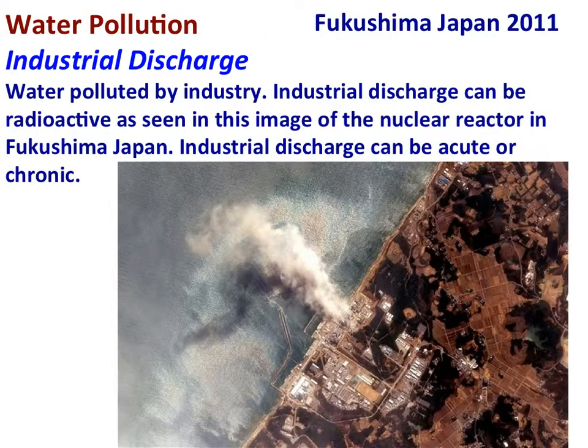A source of freshwater pollution is industrial discharge, water polluted by industry released into a storage of water elsewhere. Industrial discharge can be radioactive, as seen in this image of the nuclear reactor in Fukushima, Japan. Industrial discharge can be acute or chronic. In this example of the radioactive release of material, the pollution is acute.